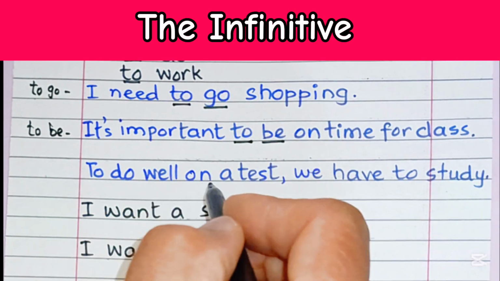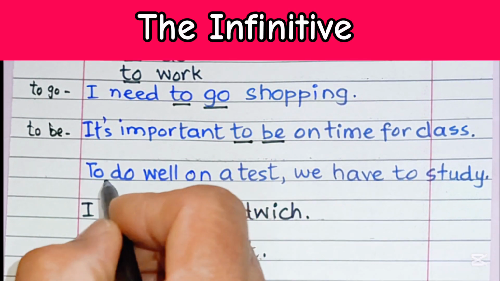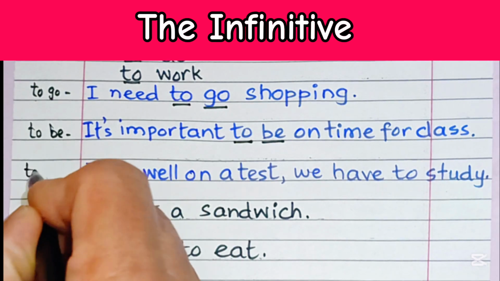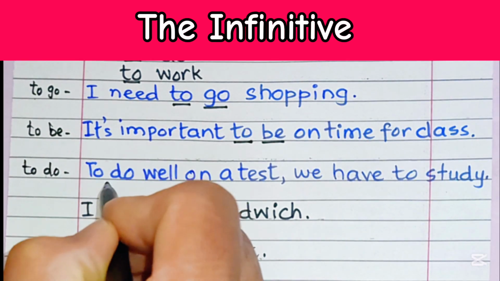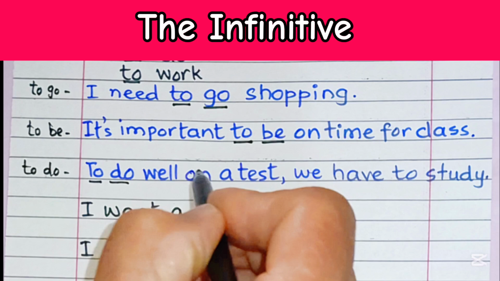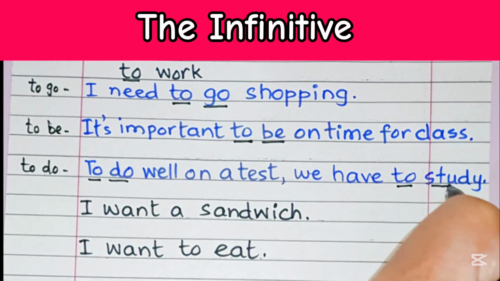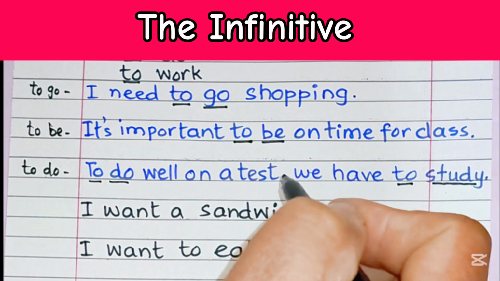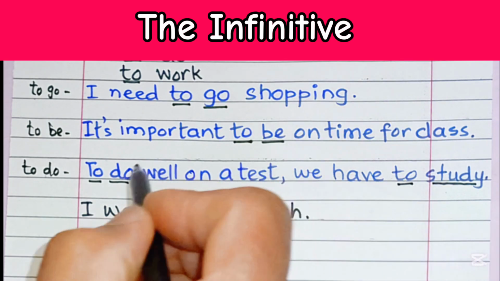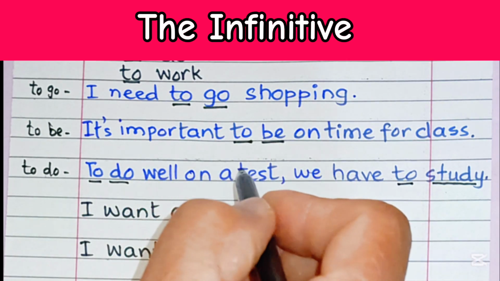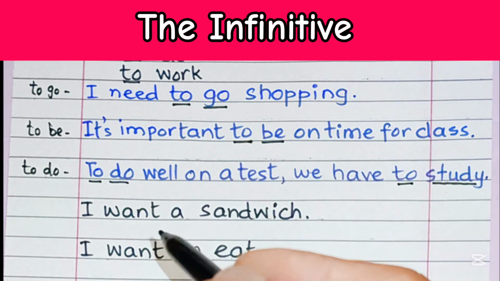And in this particular sentence we are using to do. To do well on a test we have to study. Again we are using to study over here. That is also an infinitive. To do well on a test we have to study.